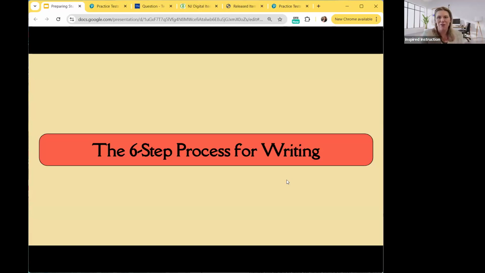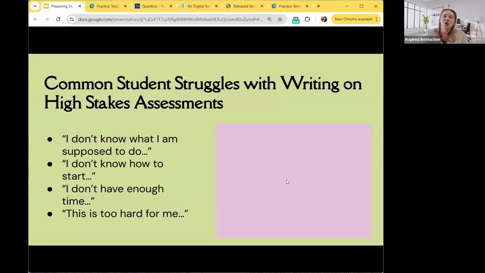It is scary on a daily basis if you have to write just an essay for class, and then it usually is magnified when we get onto a high stakes assessment. So a lot of times kids will get on that high stakes assessment and think, I don't know what I'm supposed to do. I don't know how to start. I don't have enough time to do this. This is too hard for me. And they shut down and they don't write anything.